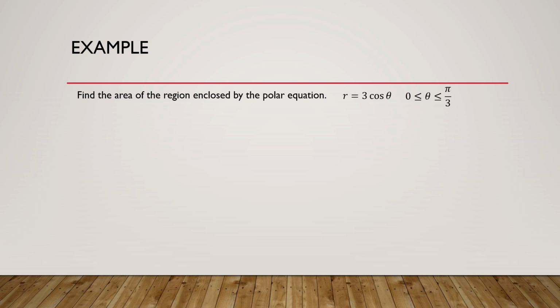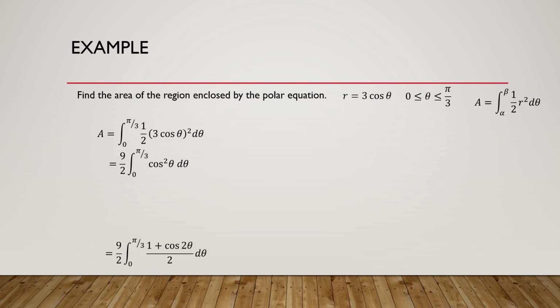As an example, let's find the area of the region enclosed by the polar equation r equals 3 cosine theta from theta equals 0 to pi over 3. We start with the area equation and replace the values to get the integral from 0 to pi over 3 of 1/2 times 3 cosine theta squared d theta. First, square the 3, multiply times 1/2 and move it outside the integral as a constant.